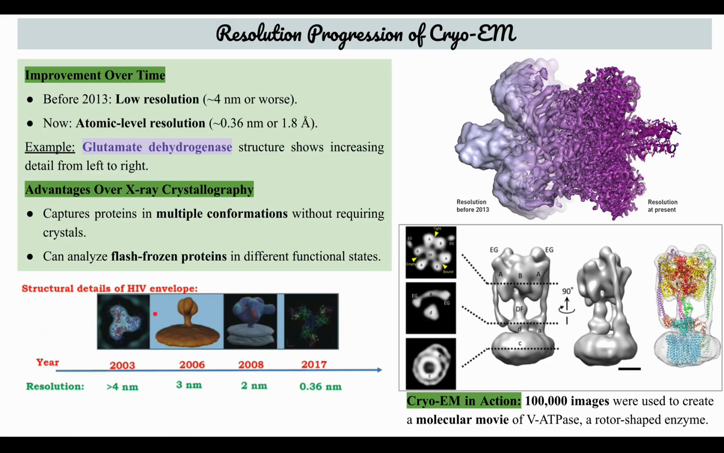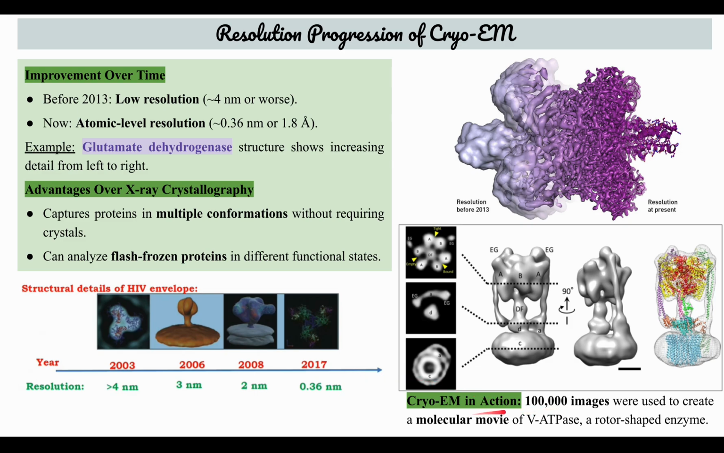So this is the example of the HIV envelope: in 2003 its resolution was greater than 4 nanometers. In 2006 it reached 3 nanometers. In 2008 the resolution was 2 nanometers, and in 2017 it was 0.36 nanometers. So as you can see, the resolving power has increased, which means that if two objects are only 0.36 nanometers apart, we can still resolve them. So this shows the advancement of cryo-EM techniques.